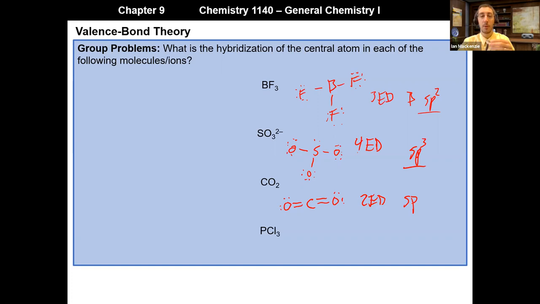PCl3, if I draw this out, lone pair, Cl, Cl, Cl, where I can fill out the lone pairs on each of the chlorines. It looks like I've got 4 electron domains around the phosphorus. So this would be sp3 hybridization. It needs 4 orbitals, 3 of them to form the single bonds with chlorine and 1 of them to hold the remaining lone pair.